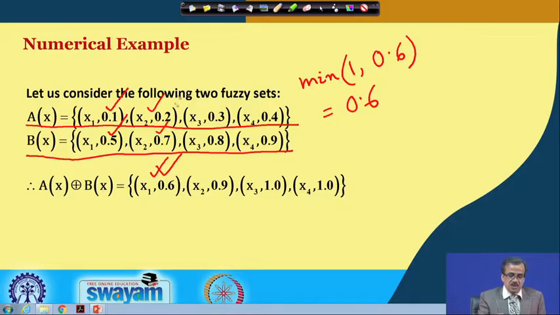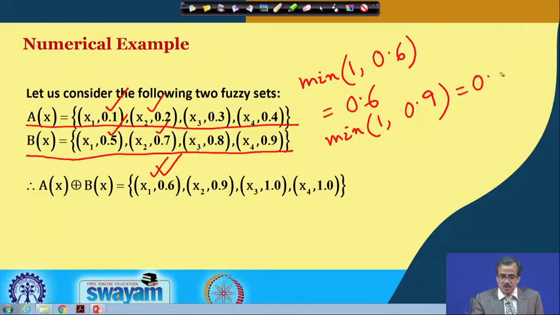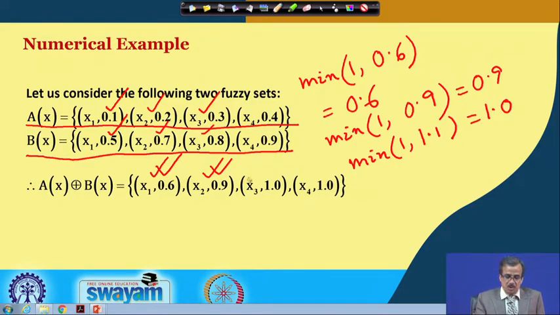Similarly, corresponding to x2, it is the minimum between 1 and 0.2 plus 0.7, which is 0.9, and the minimum is 0.9. So, corresponding to x2, you write down the membership value as 0.9. Following the same procedure for x3, it becomes the minimum between 1 and 0.3 plus 0.8, which is 1.1, and the minimum is 1.0. So, here you write down 1.0.